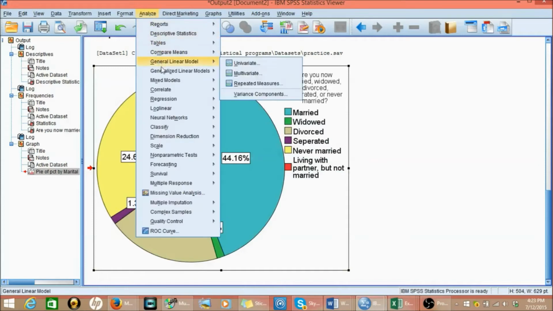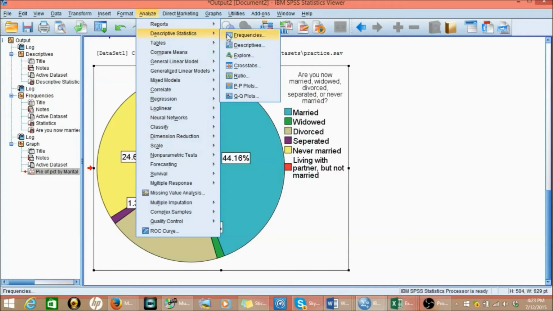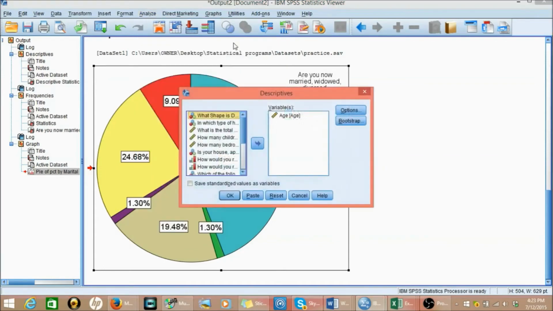Let's analyze maybe age, descriptives. So age for this survey came in as how old are you in years. It's coming in as interval ratio data, so I'm going to want to use my mean for this. So I'm going to want to use age. Did I already do this one?